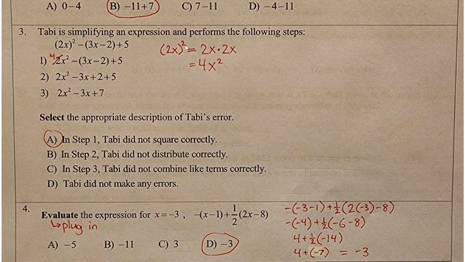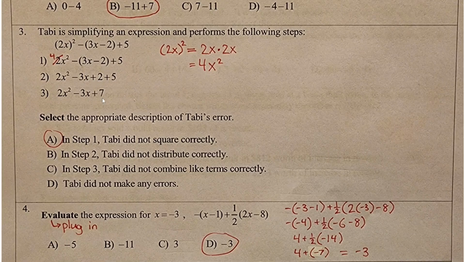Well, to square something means to multiply it by itself. So that 2x all in parentheses squared means 2x times 2x. And that should be 4x squared with no parentheses. And that's not 4x squared, that's 2x squared. So that's where the mistake happened. Step 1 was not done correctly, as opposed to going from step 1 to step 2, where she distributed the negative. Negative and 3 turned into negative 3. Negative and negative 2 turned into positive 2.